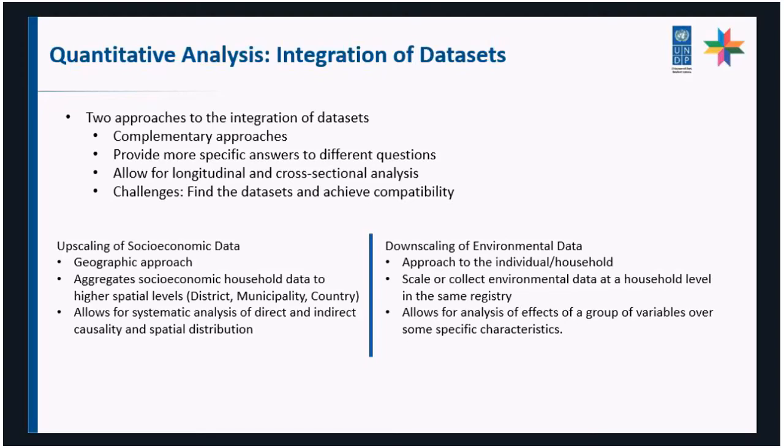The other approach is what we're calling downscaling of environmental data, which is the opposite approach. It's trying to get environmental data to the individual or to the household level. This involves either mathematical transformations of the data or making assumptions about the environmental data that you collect at a higher level, let's say at a country level sometimes, or also collecting data at a household level, which is something that has been increasingly done here in the region, in some countries, through the multidimensional poverty surveys and all the other information.